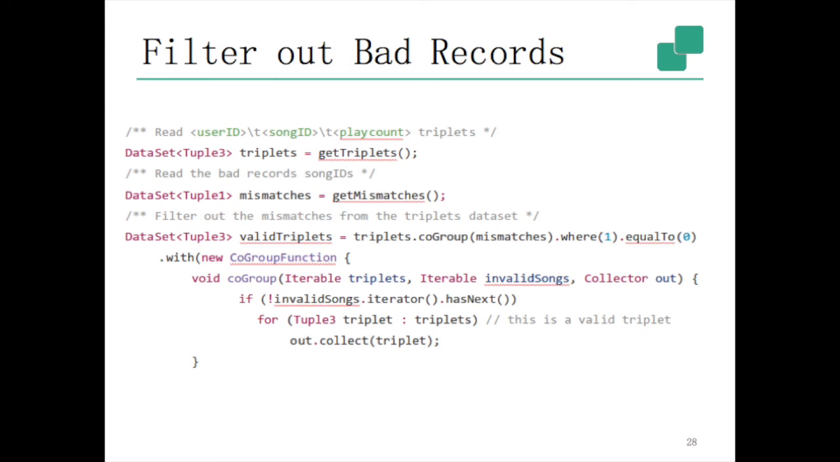And then what we do is that we first try to filter out the bad records. The code is not so important, so I'll just explain it like this. We get the triplets data set, we get the mismatches, and then we do a co-group of the triplets with the mismatches on the song ID. And we see that if the iterator of invalid songs doesn't contain any element, then this is a valid triplet and we collect it. This is basically done using a regular Flink co-group.